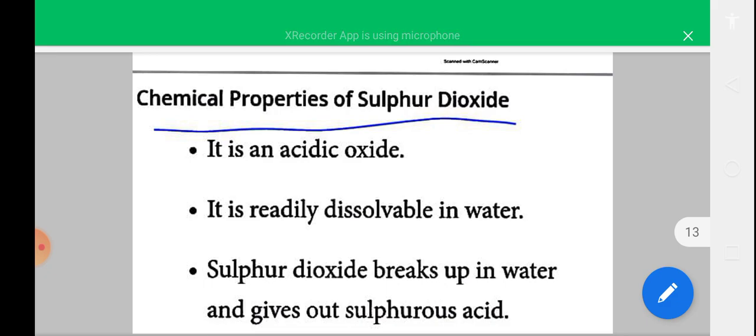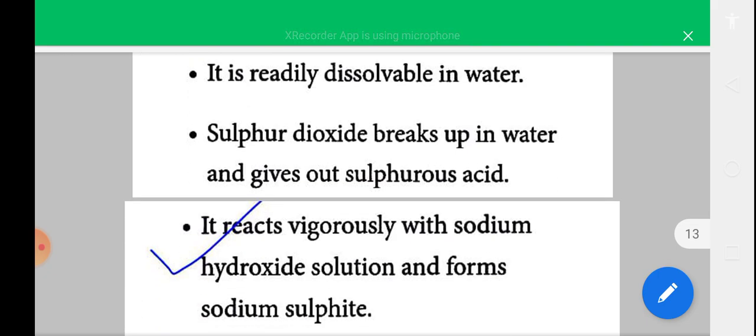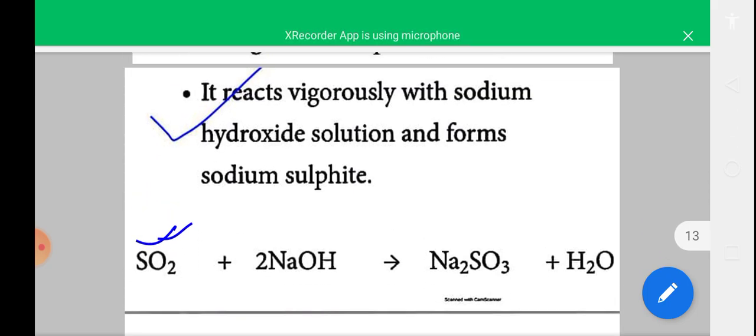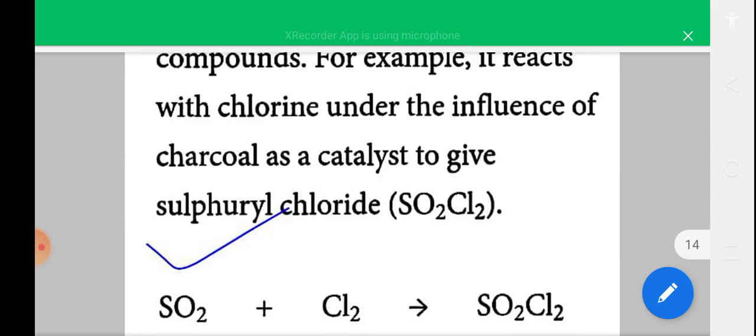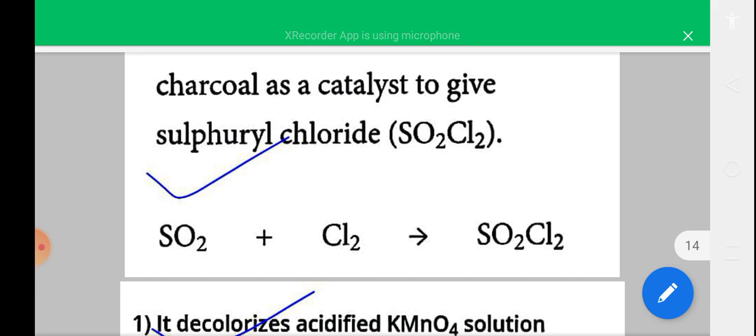Chemical properties of sulfur dioxide: it is an acidic oxide and readily dissolves in water. Sulfur dioxide dissolves in water and gives sulfurous acid, and it reacts with sodium hydroxide solution to form sodium sulfite. The reaction between SO2 and NaOH is important, giving Na2SO3 and water. And the reaction between sulfur dioxide and chlorine is also important. Sulfur dioxide reacts with chlorine to give sulfuryl chloride: SO2 plus Cl2 gives SO2Cl2.